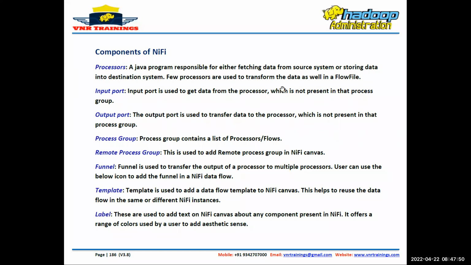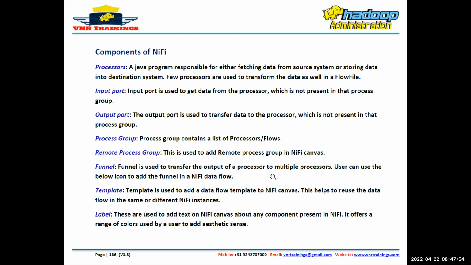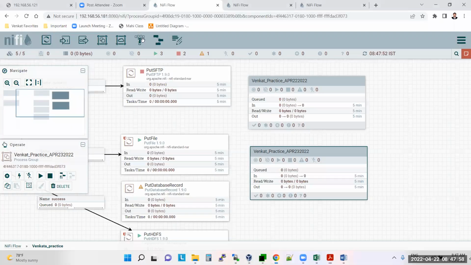Then the next one is funnel. The funnel is used to transfer the output of multiple processors into one. So let's say there is one processor, and you want to transfer the output of multiple processors into one; you can use a funnel. See here, the output of multiple processors can be sent to a single processor. This is called a funnel.